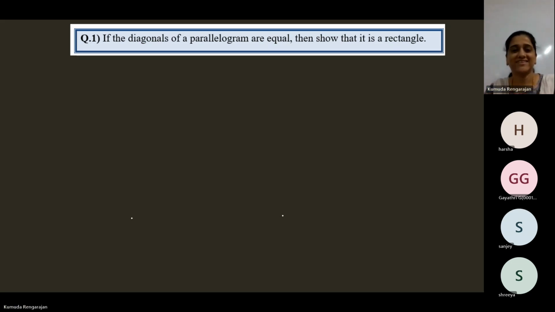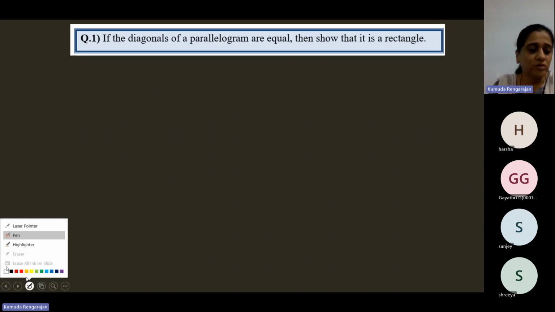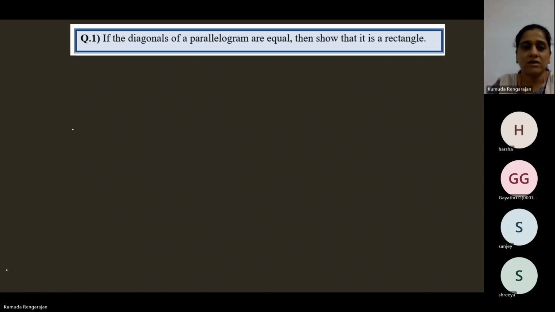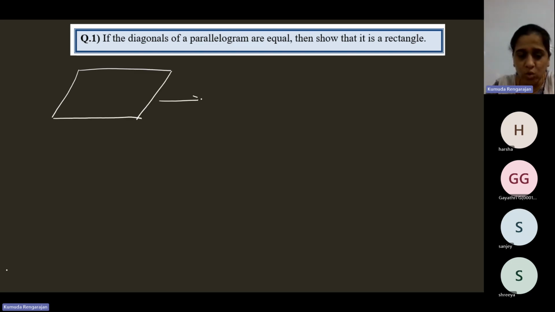Right. So here, if the diagonals of a parallelogram are equal, then show that it is a rectangle. We haven't done this. Now, the first thing we need to remember is you should not draw the figure like this, because you're given a parallelogram, but you have to prove it's a rectangle.